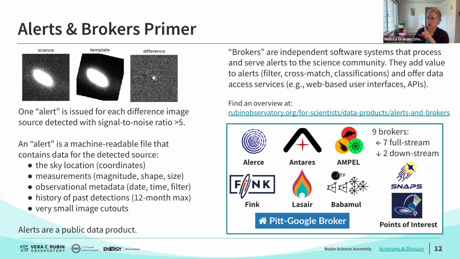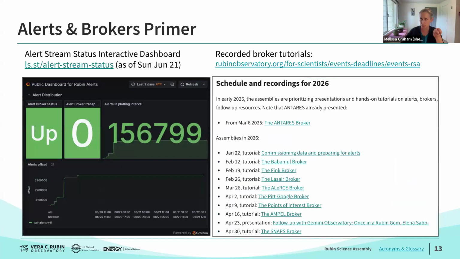And usually these 2 downstream brokers are SNAPS and Point of Interest. SNAPS is the one for solar system objects, and Point of Interest is more focused on variable stars. So they have a more specific science focus, which is why they can get by with just a subset of the alert stream. The alert stream, as I mentioned, has been up and running since February 2026.